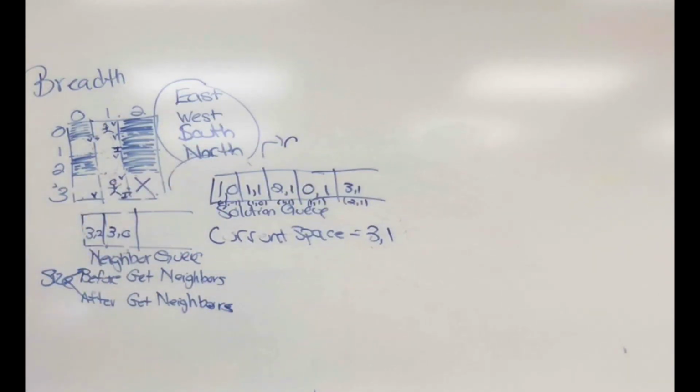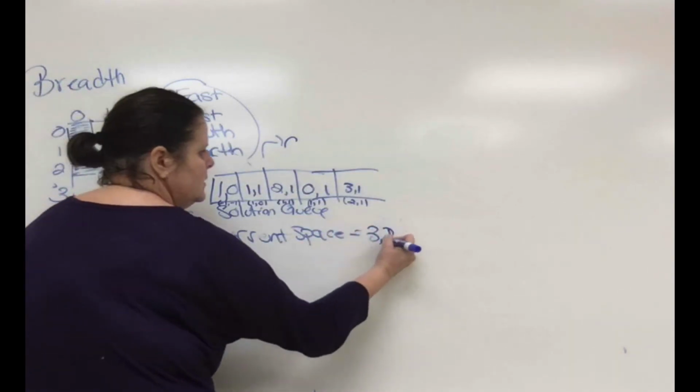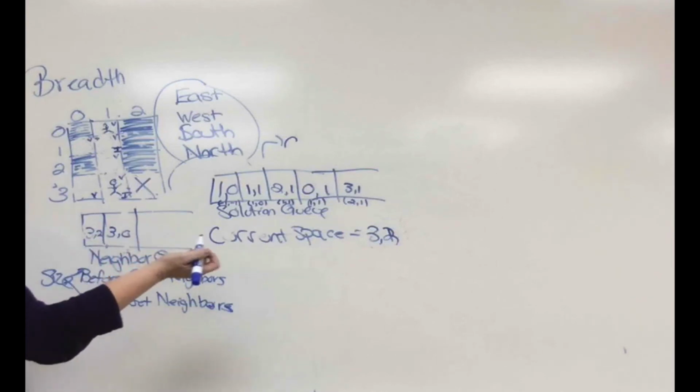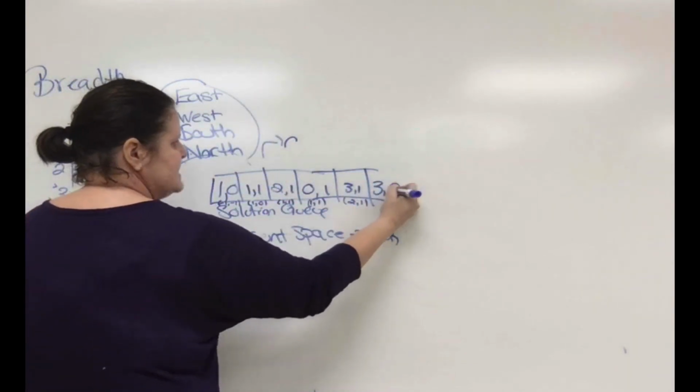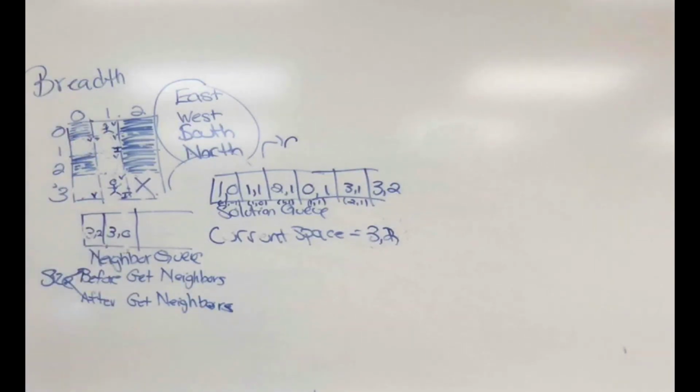So here I get my 3, 1. The next current space is 3, 2. I take it, it hasn't been visited, I put it in my solution queue. Is it the exit? Yes. That's the end of the algorithm. I don't care that 3, 0 is still in there. We're never going to go to 3, 0.